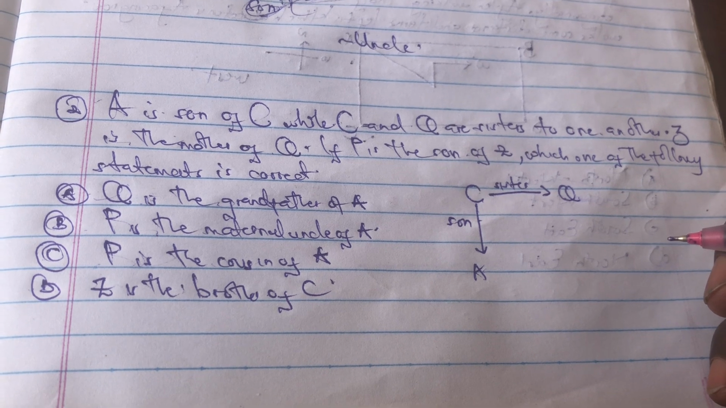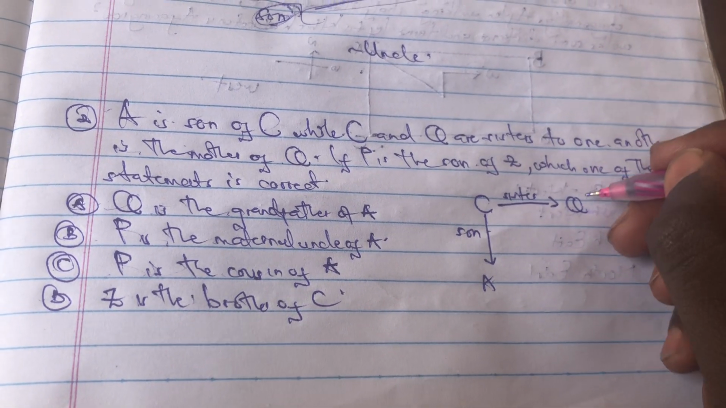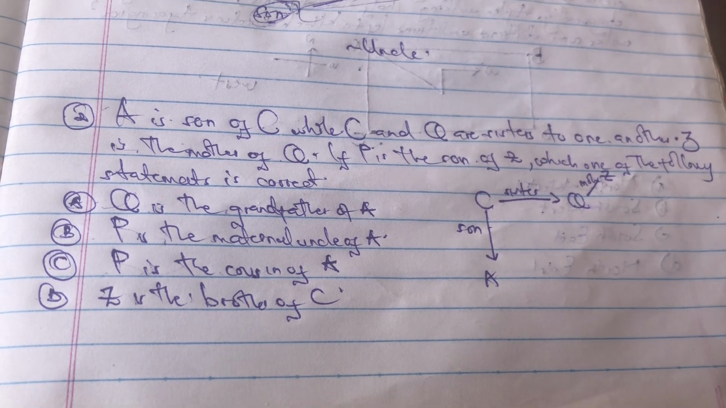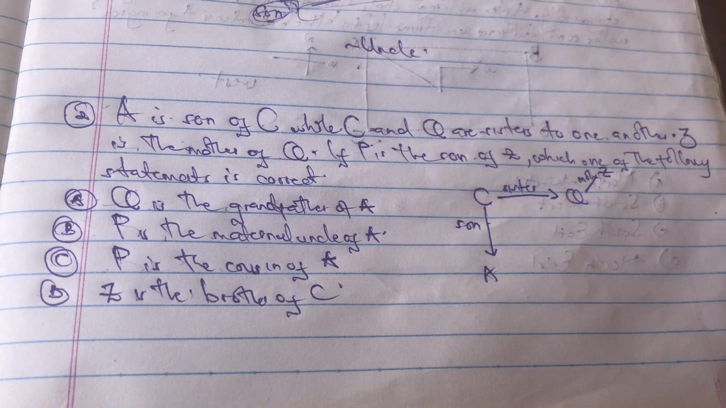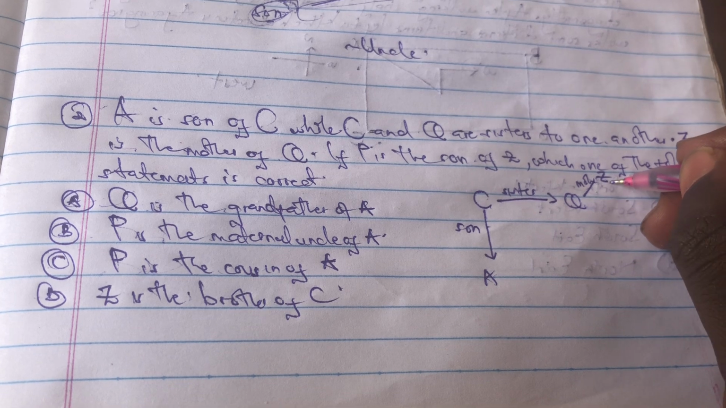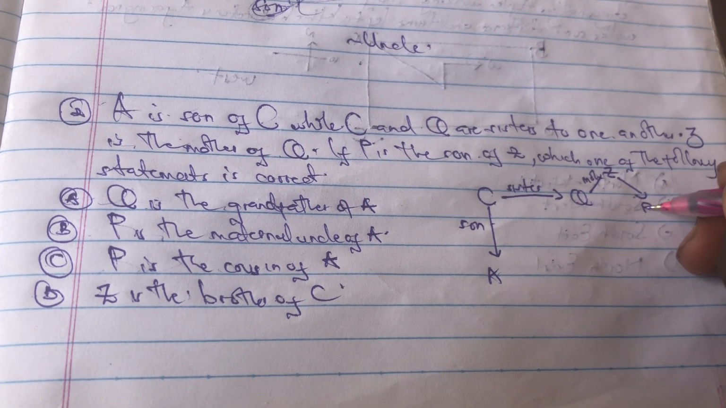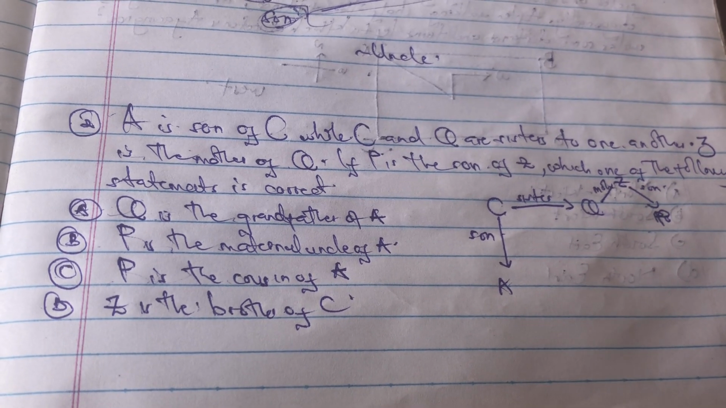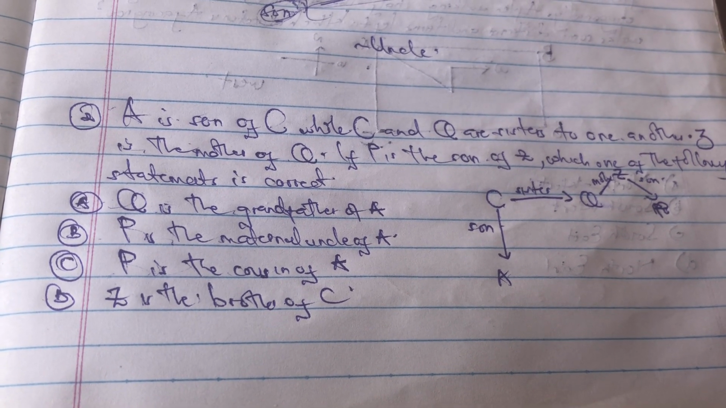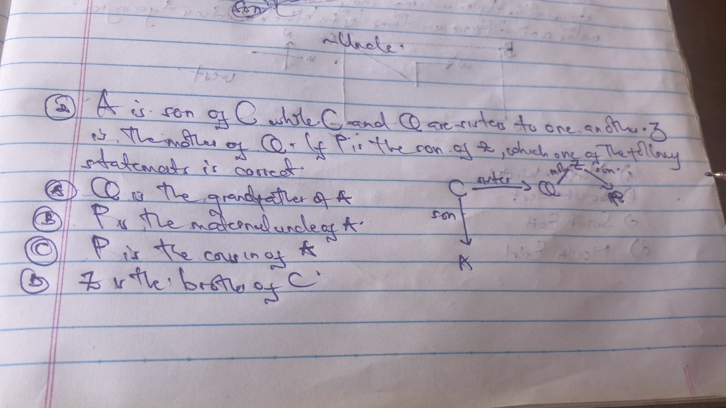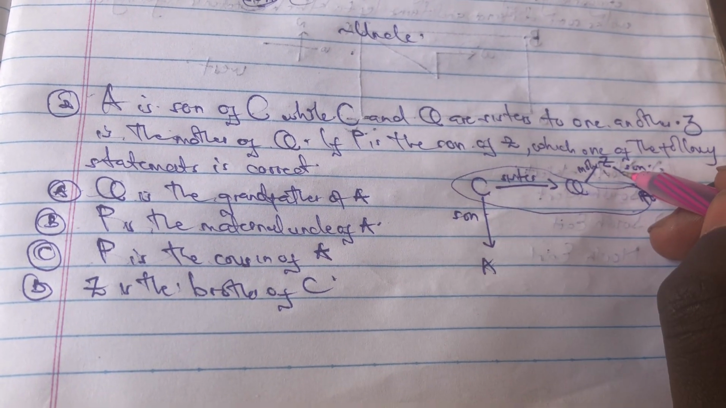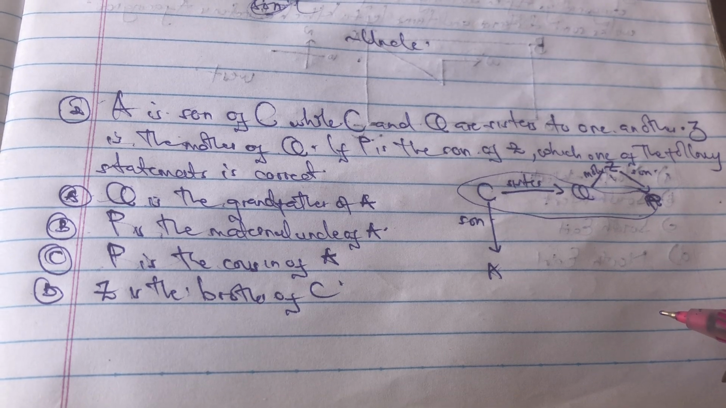Then they are saying Z is the mother of Q. So when you continue up, Z is the mother of Q. If P is the son of Z, that means Z has another son that is called P. Are we together? P is the son of Z. Which one of the following statements is correct? So these are all related. They are children of Z. So they ask us which one of the statements is correct.